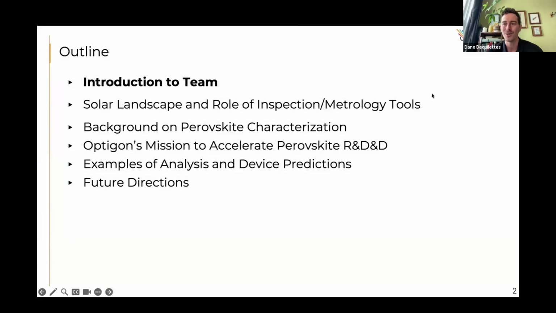So first, I want to give a little bit of an outline of what I'll be talking about today. First, introducing the team, the solar landscape, and where inspection metrology tools fit into PV manufacturing and research and development. Give a little bit of a background on perovskite characterization and sort of the lens that we viewed it through. Our mission to accelerate perovskite research, development, and deployment. Some examples of how we've collected data from tools that we've developed and also done device predictions, and then future directions of the company. So this will sort of be bookmarking throughout the presentation, and I'll come back to this outline just to let everyone know where we're at as we go through.